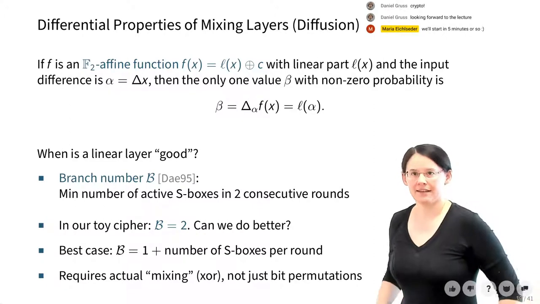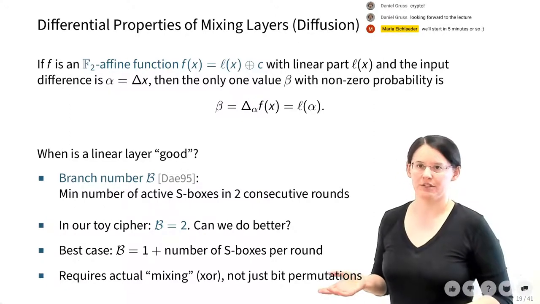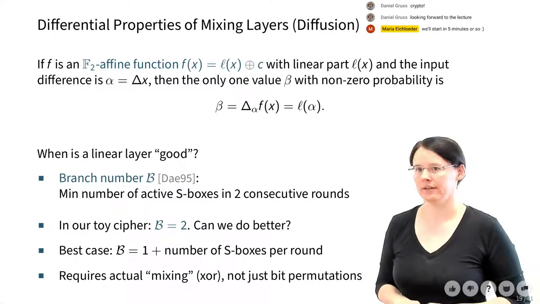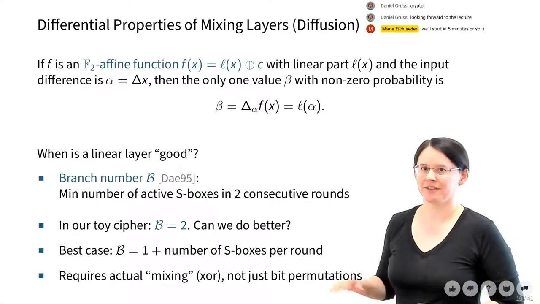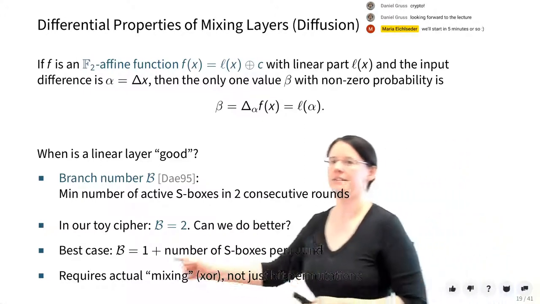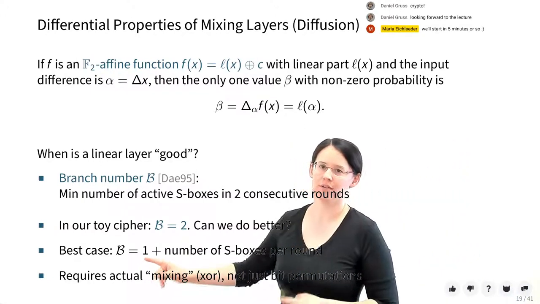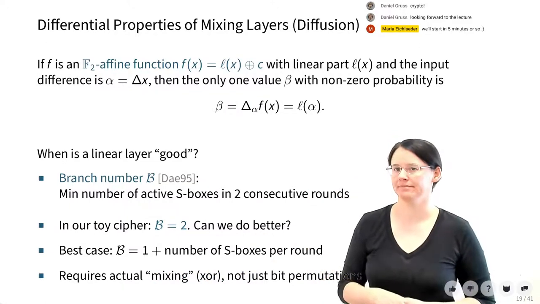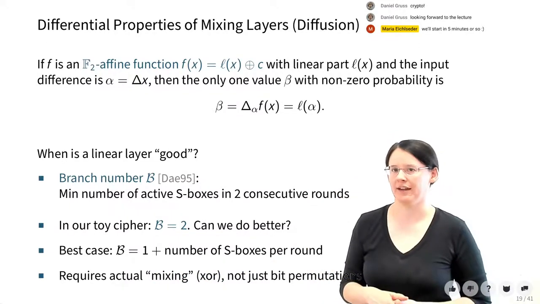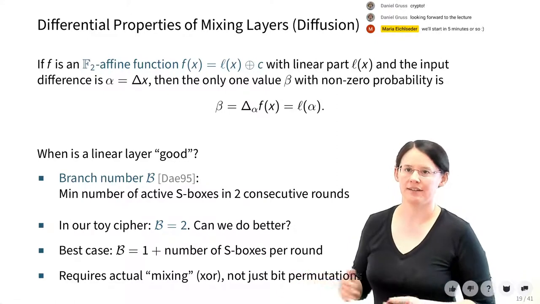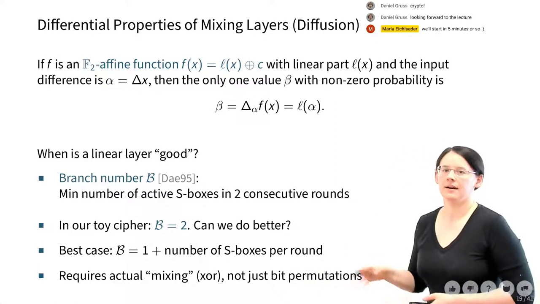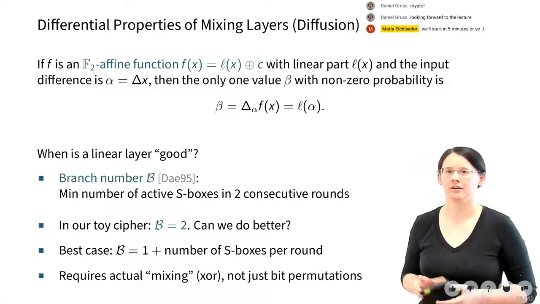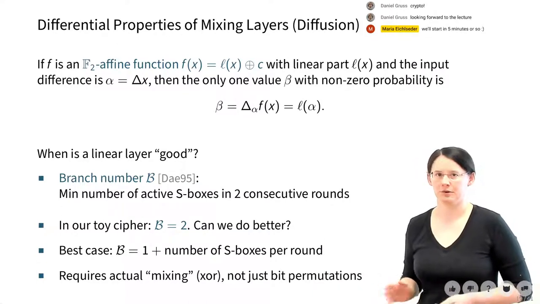And the best case that we can achieve for this branch number is the number of S-boxes per round plus 1. That's the optimal case, because you can always have just one active input S-box in the first round, and then, in the best case, all S-boxes in the next round are activated. The branch number can't get higher than that. But this only works properly if we have an actual mixing function and not just bit permutations.